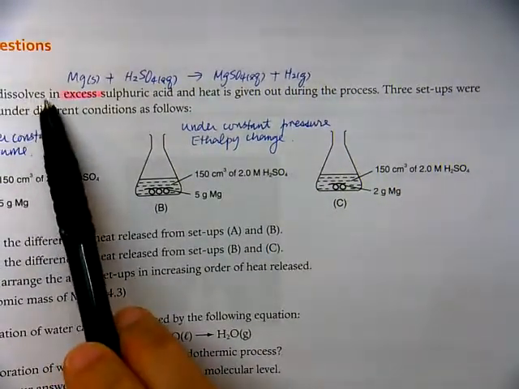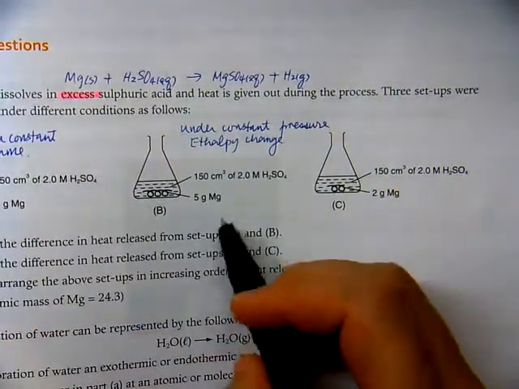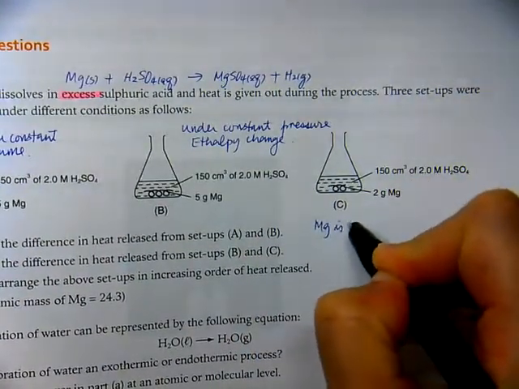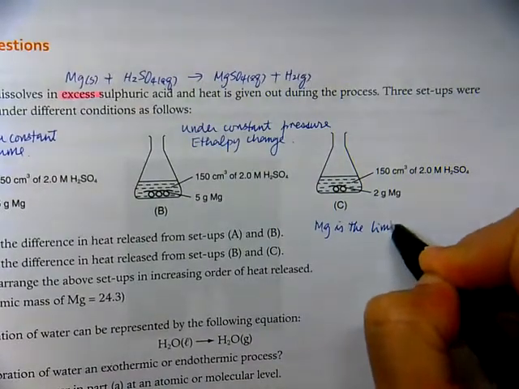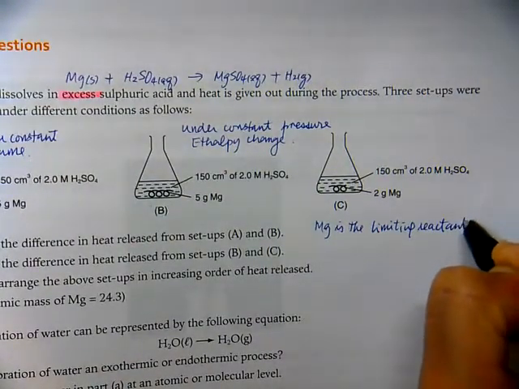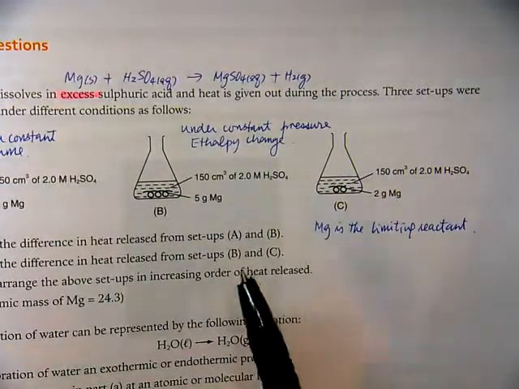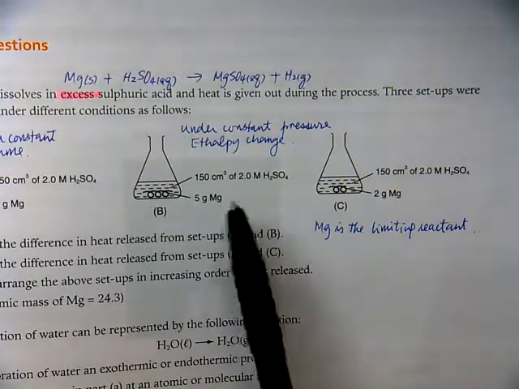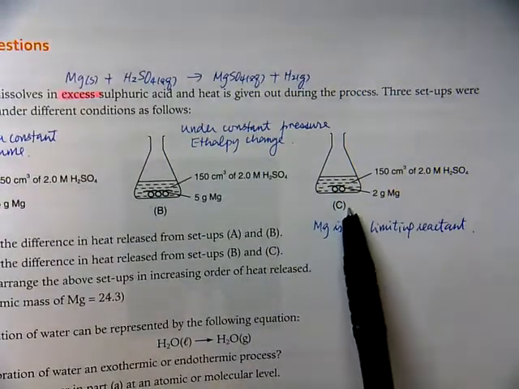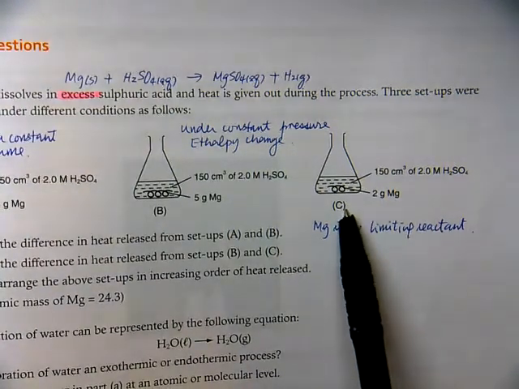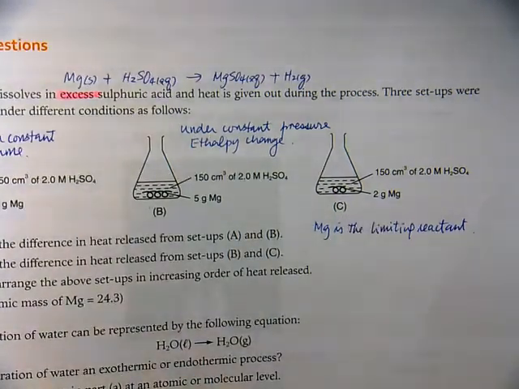Now, let's look at this sentence again. Magnesium is the limiting reactant. A smaller amount of magnesium is used in setup C, so very obvious. Less heat is produced from the reaction. Do you understand?